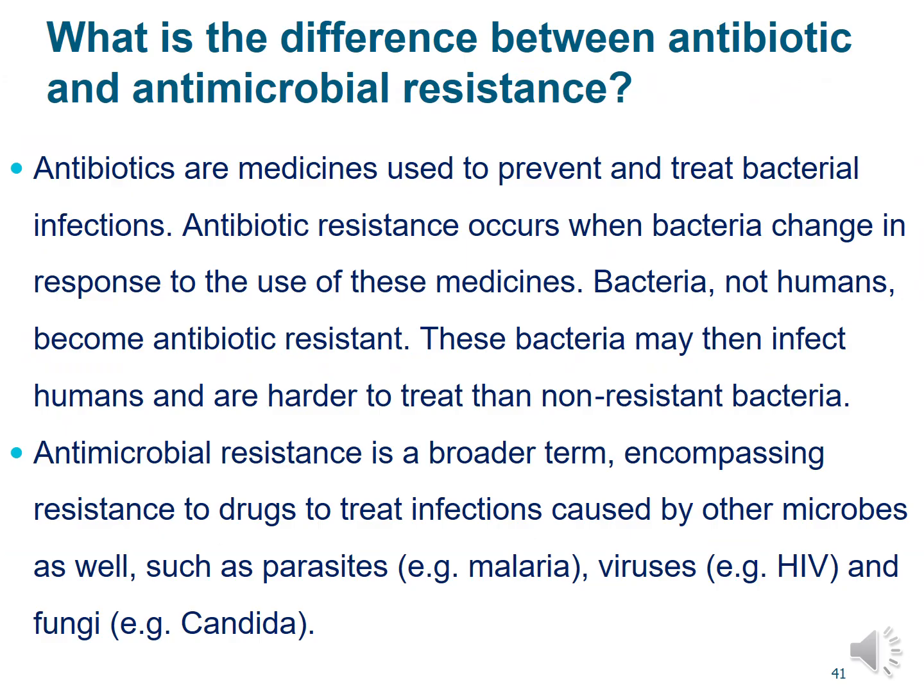So what is the difference between antibiotic and antimicrobial resistance? Antibiotics are medicines that prevent and treat infections. Antibiotic resistance occurs when bacteria change in response to the use of these medicines. Bacteria, not humans, become antibiotic resistant. These bacteria may then infect humans and are harder to treat than non-resistant bacteria. Antimicrobial resistance is a broader term encompassing resistance to drugs used to treat infections caused by other microbes as well, such as parasites like malaria, viruses and fungi.